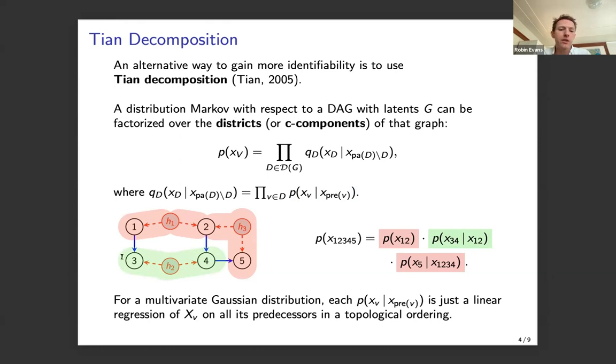Now if I want to identify the coefficients in this graph, I can factorize it and say, okay, I'm going to first identify the effects in this graph with just 1, 2, and 5, and then the parent 4. That will be easy because I just have to regress 5 on 4. Separately, I can identify the effects in the graph 3 and 4, again just by regressing 3 on 1 and 4 on 2. So it gives a way of identifying effects that might otherwise not be identifiable. And of course, if it's a multivariate Gaussian distribution, then each of these factors is just a linear regression of this variable on all of the variables that came before it in the ordering that we chose.